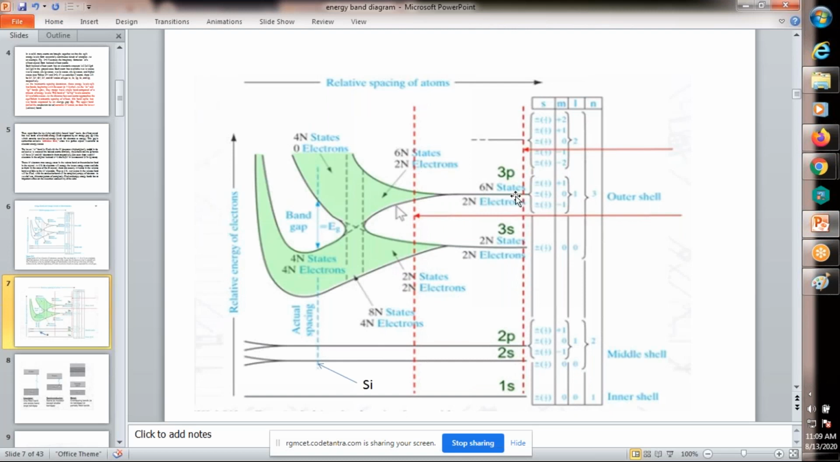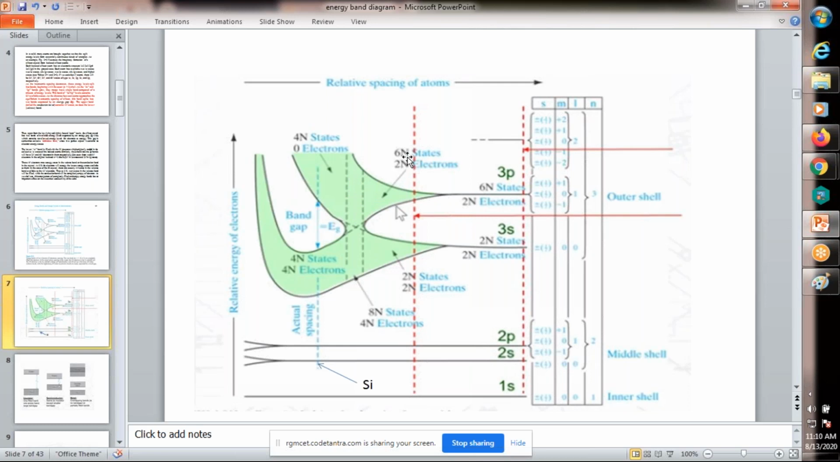Observe here: as the spacing decreases, the 3p state slowly splits, and the 3s also slowly splits. The green area indicates a bunch of available energy states. In this area, where the cross mark is, there is an overlap.